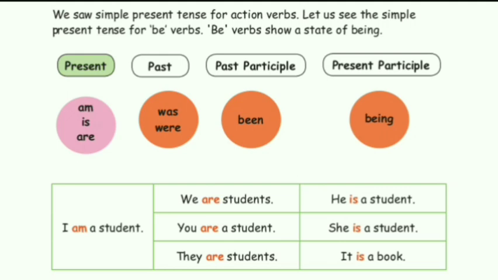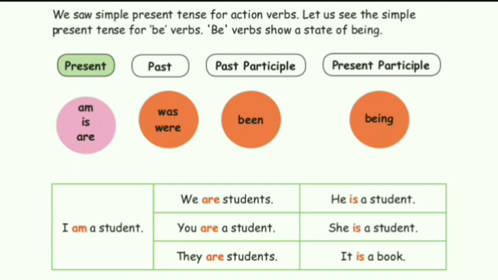Then you see the box: I am a student. After I, we always have to write am for present tense. And we are students, you are a student, they are students. And he is a student and she is a student, it is a book. Here now you can understand where we have to use am.